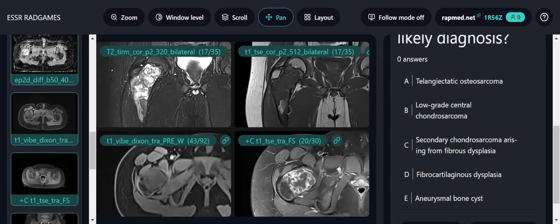On MRI, the lesion demonstrates heterogeneous signal intensity. It shows intermediate to high signal on T2-weighted images, which is consistent with cartilaginous areas. There are also cystic components within the lesion. After contrast administration, we see enhancement, but there is no evidence of soft tissue extension or bone marrow edema. Again, these findings are not typical for an aggressive or malignant tumor.